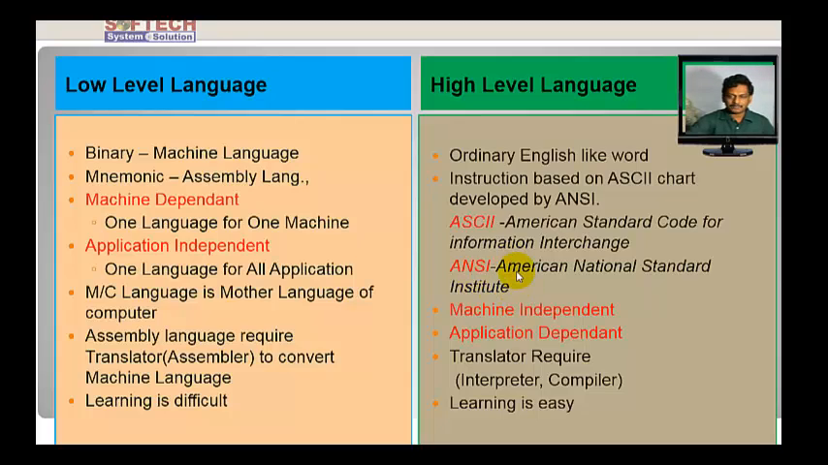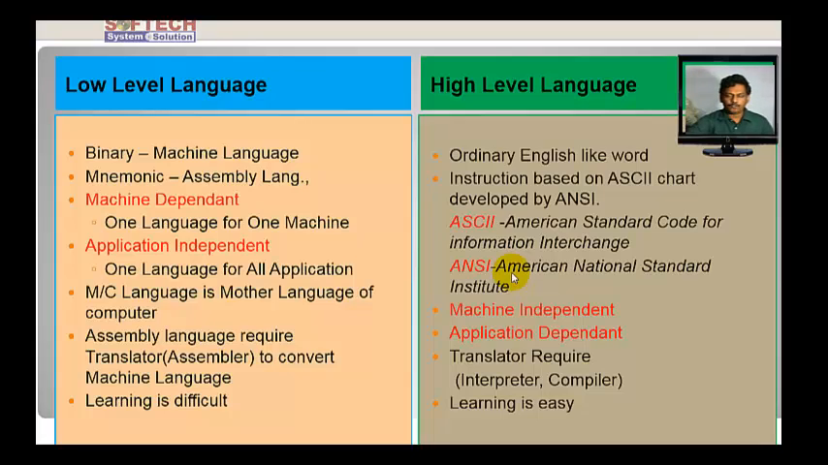That institute assembled equipment users and equipment producers, that is computer users and computer manufacturers, and arranged a conference. So they framed one chart with the acceptance of hardware manufacturers and hardware users. That chart's name is the ASCII chart, American Standard Code for Information Interchange.